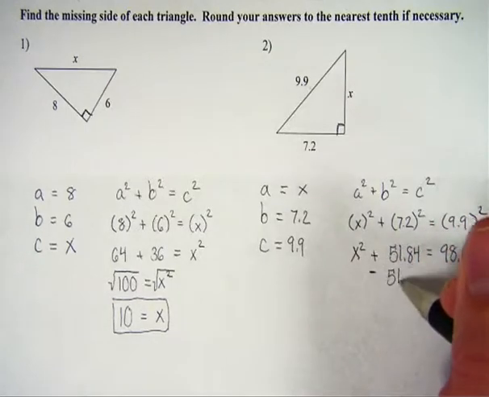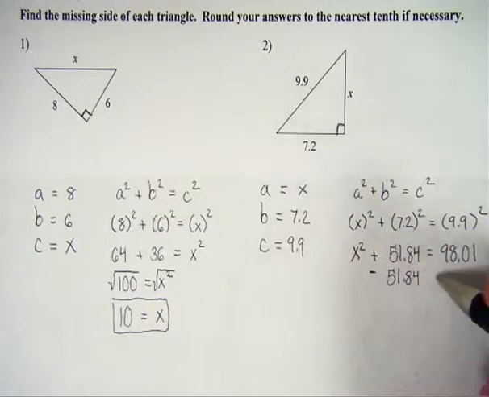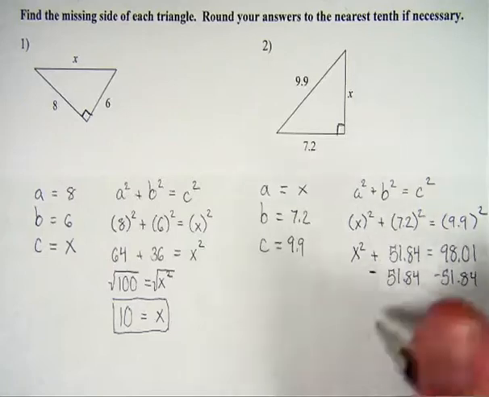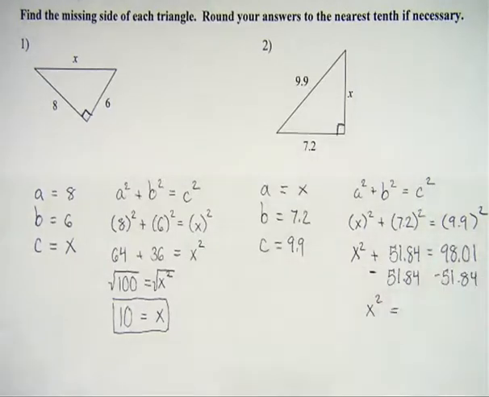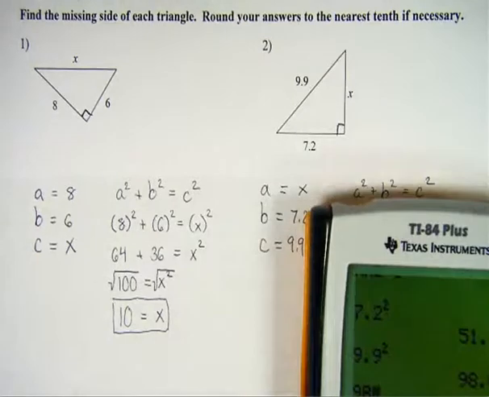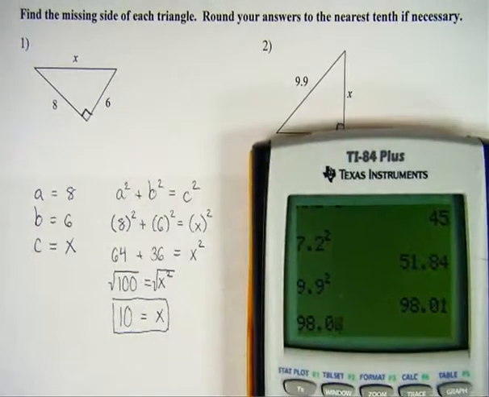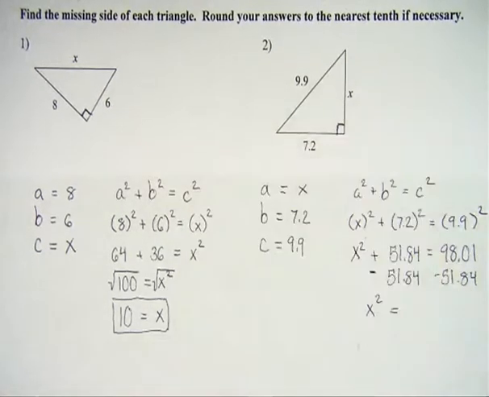So I'm going to subtract 51.84 from both sides. And when I do that, on this side of the equation, I'm left with just x squared. And on this side, I'll have 98.01. Hey, how about I actually show you what I'm doing on my calculator this time? Minus 51.84. So that's going to be 46.17.